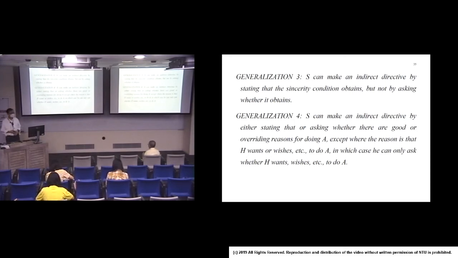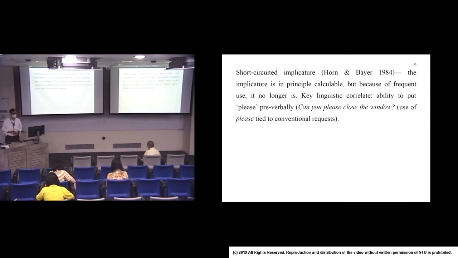So generalization 4, the speaker can make an indirect directive by either stating that or asking whether there are good or overriding reasons for doing A, except where the reason is that H wants or wishes, for example, to do A, in which case he can only ask whether H wants or wishes to do A. Now, an interesting thing they found was what they called short-circuited implicature.